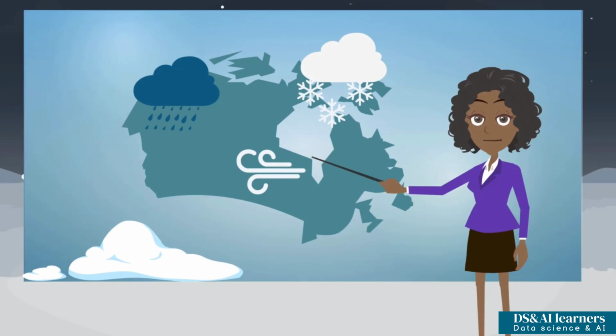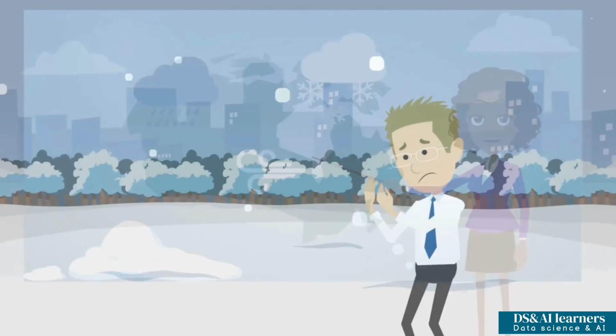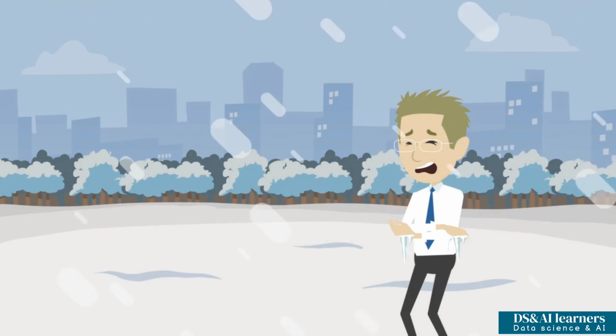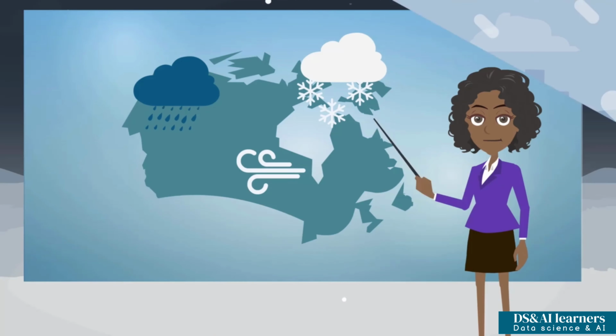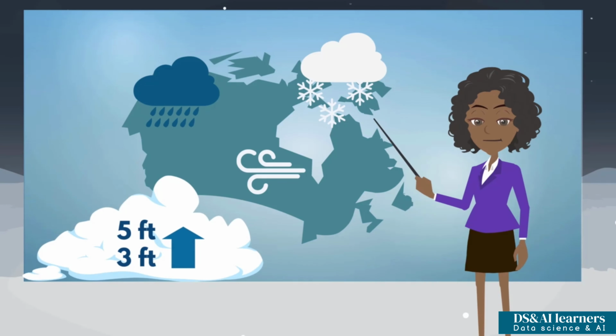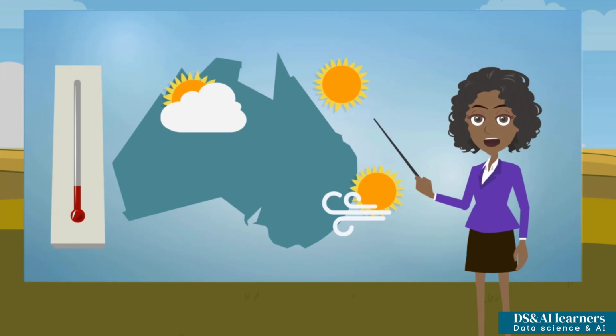Meteorologists often use these when forecasting the weather. They do not know exactly how much snow, rain, or wind there's going to be, so they provide us with likely intervals instead. That is why we often hear statements like, expect between 3 and 5 feet of snow tomorrow morning, or temperatures rising up to 90 degrees on Wednesday.